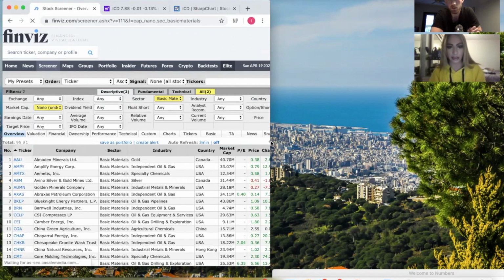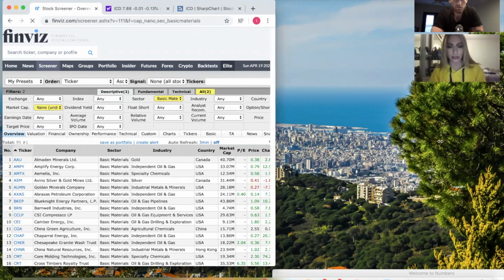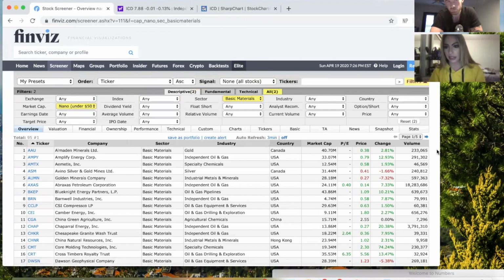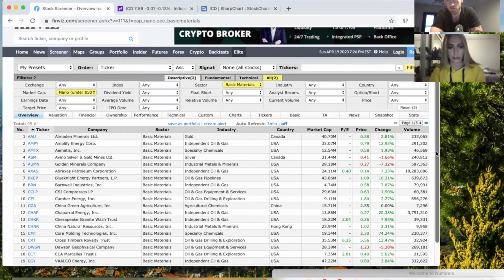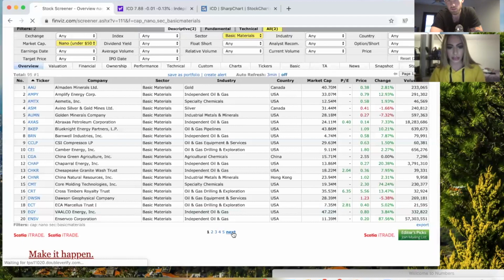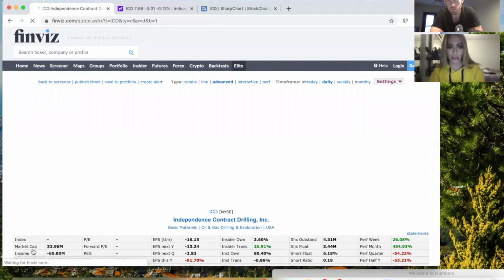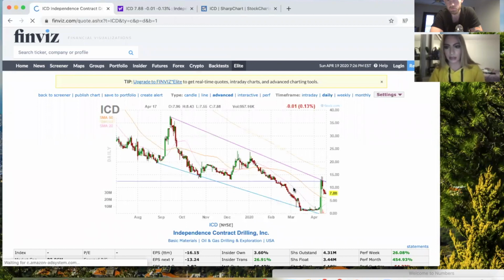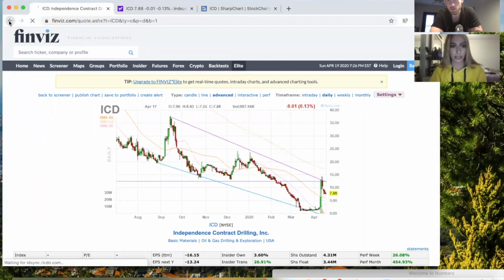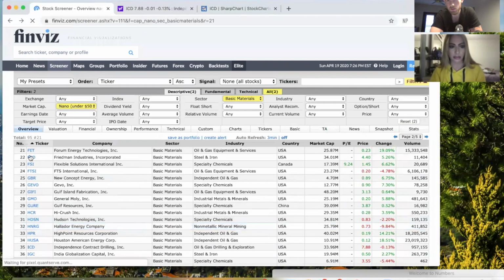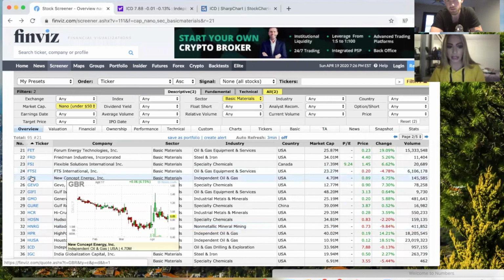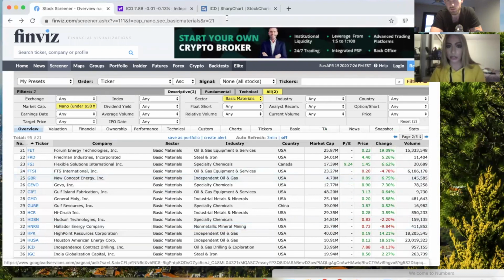And that's kind of how I spotted ICD. Initially, I found it on here. I really like the chart. So that's the second thing I normally do, once I see a name that I kind of like, for instance, I'll hover over this, see what populates in terms of the chart. And if it looks appealing to me, then I'll pull it up in stock charts.